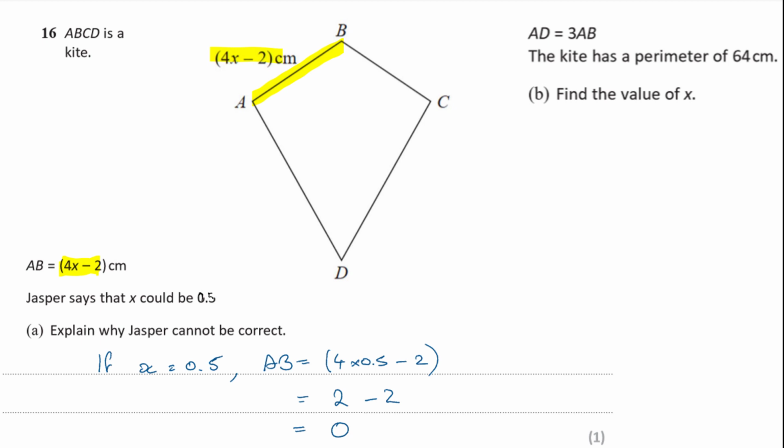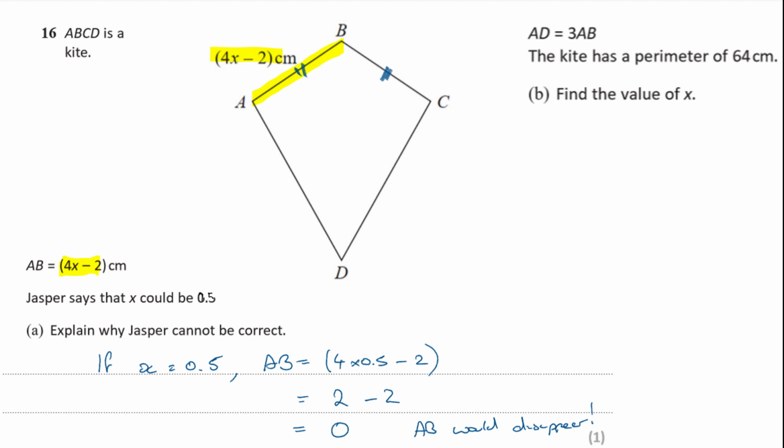Okay, so that means that this kite would have the length AB equal to 0, so that side would disappear, and also this one would as well, because they're the same size, aren't they? So those two sides would disappear, and so you'd be left with a straight line and not a kite. Okay, so that's the reason why it can't be 0.5, because AB would disappear.